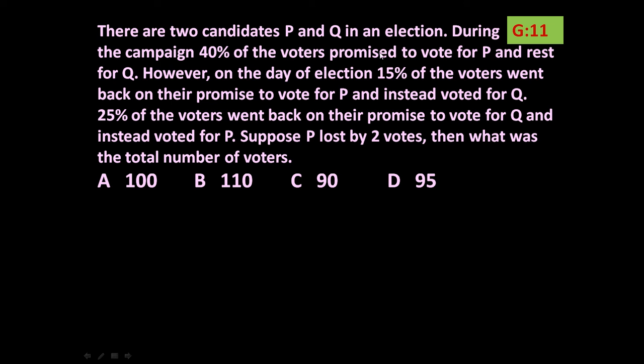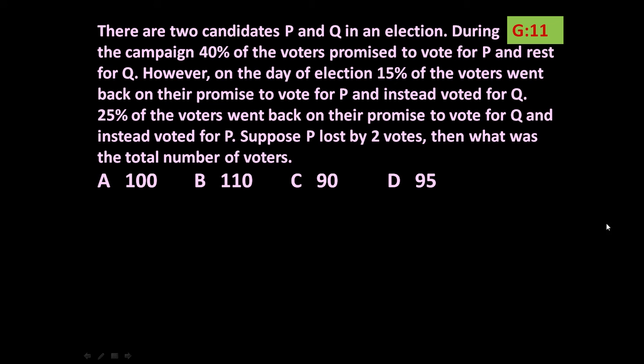So friends, in this problem, out of total voters, 40% promised to vote for P and the remaining 60% for Q. However, on the day of election, of the voters who promised to vote for P, 15% did not vote for him. Instead, they voted for Q, and of those who promised to vote for Q, 25% did not vote for Q. Instead, they voted for P. So, if P lost by 2 votes, then how many voters are there in that constituency?